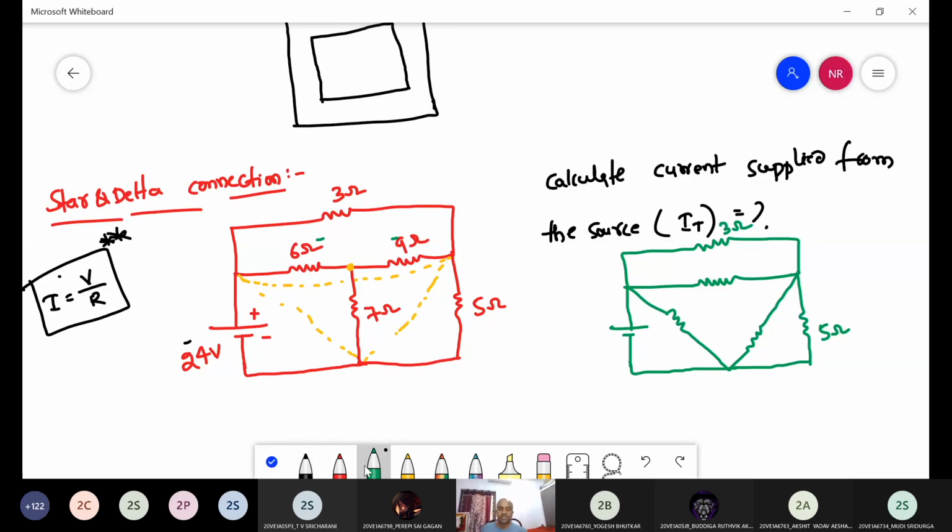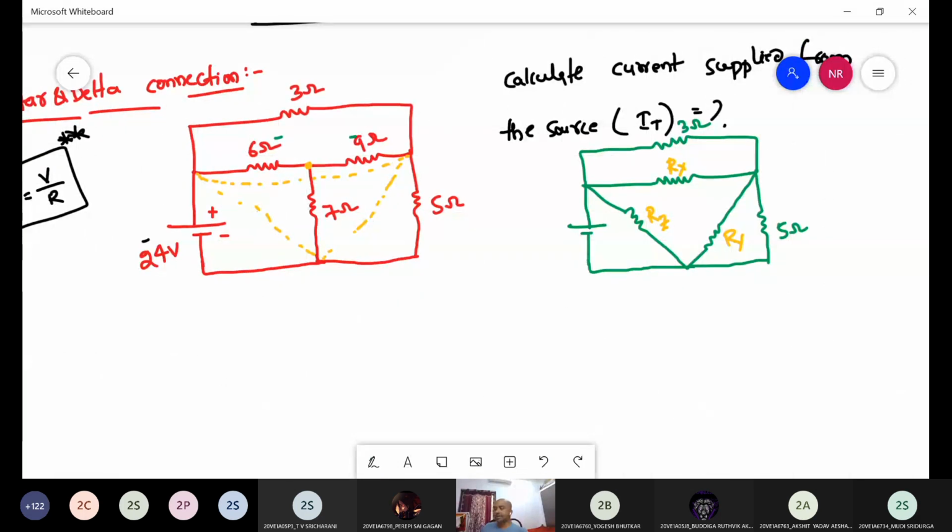Those are the delta values here. So here I am just showing those values. Those are some Rx, Ry and Rz. Right? So here I am converting from star to delta. So in star to delta conversion, see, these are Rx, Ry, Rz. These are the new values in delta. So how to calculate these values? Rx is equal to, what is the formula to convert from star to delta?